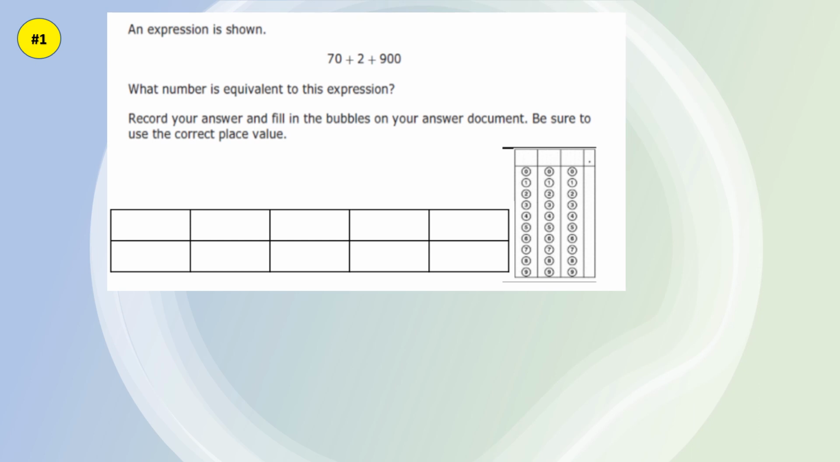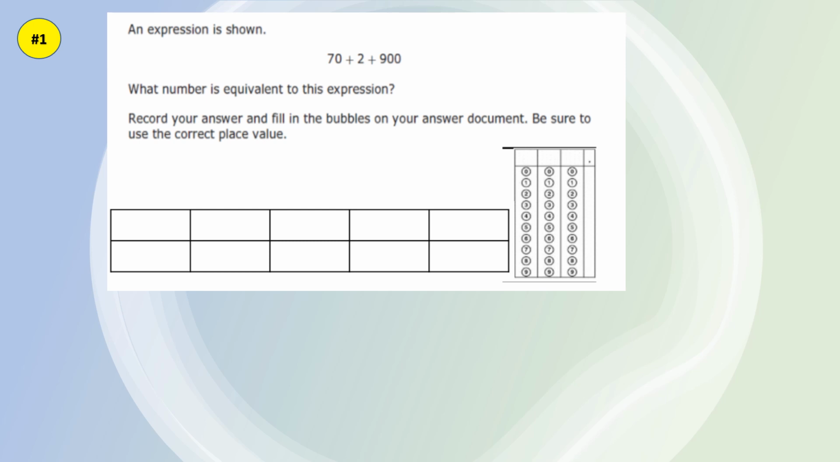Now, number 1 says an expression is shown. 70 plus 2 plus 900. What number is equivalent? Equivalent means equal. What number is equivalent to this expression? Record your answer and fill in the bubbles on your answer document. Be sure to use the correct place value.